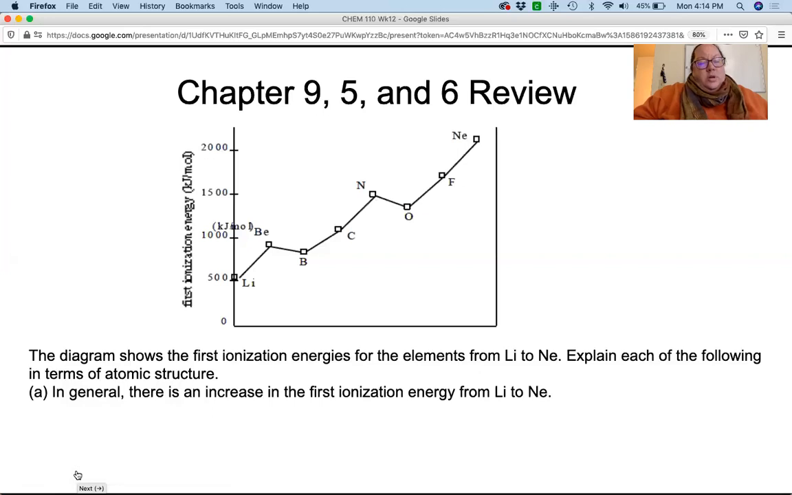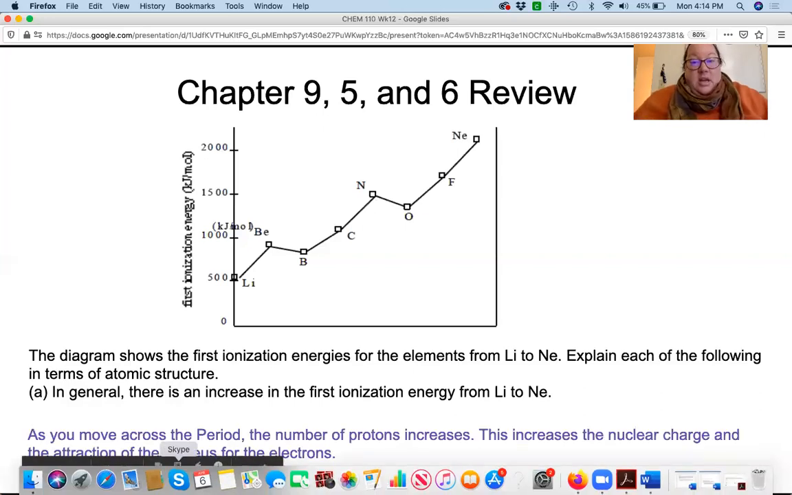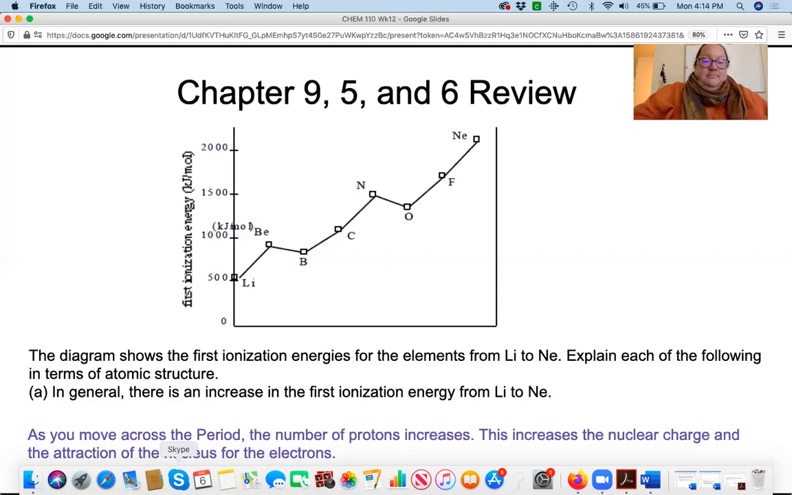Remember, if you're not sure, the first ionization energy is the energy that it takes to remove one electron. So as you move across the period, the number of protons increases. This increases the nuclear charge, or the attraction of the nucleus for electrons. So it makes sense that neon has a greater attraction for its electrons than lithium. So it's going to have a higher ionization energy than lithium would.